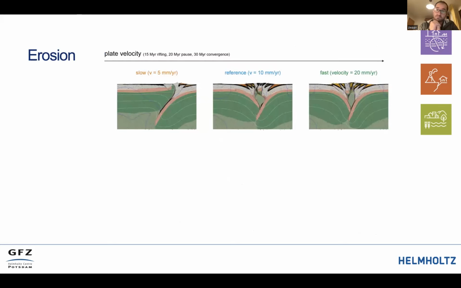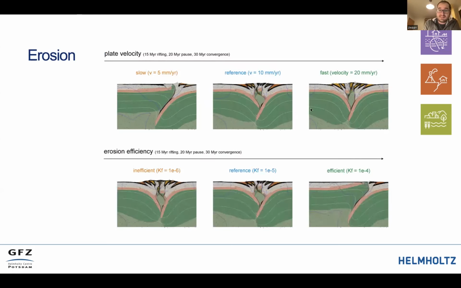Another factor is erosion. And what is plotted here is the plate velocity. So if we move slow or fast or at the reference velocity, we see that if we move fast, we move a lot of material into the mountain range. It needs to be eroded. Erosion can't keep up, so the mantle is being pushed down. The opposite happens if we have a slow motion, so that there is lots of time for erosion to take away all the material, so mantle can be just passively almost being pushed up to the surface.